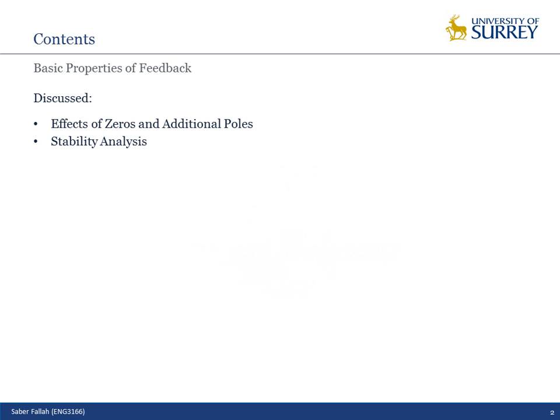So, let's start. Last week, we talked about the effects of zeros and additional poles on the response of the standard second order system. We discussed how the dynamic response of a second order system will change if we have additional zeros or additional poles in the transfer function. We also talked about the stability of the system using the root criterion. Now we know how to check the stability of a complicated system by the Routh-Hurwitz or Routh criterion.